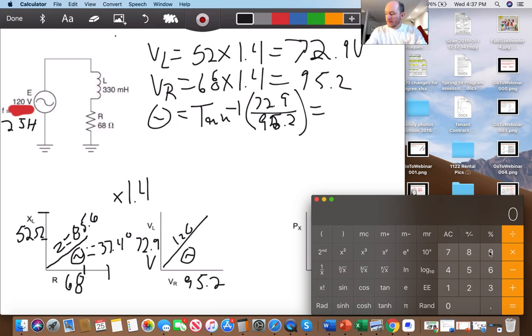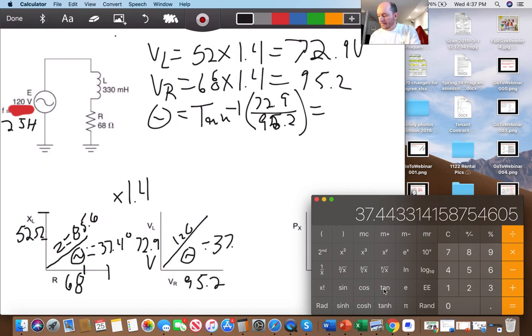We're going to do 72.9 divided by 95.2 equals, inverse tangent, 37.4. Look at that. I'm going to run my Pythagorean's theorem one more time with the right values in here. It'll only take a second to get my voltage total and see if that's why I was off. That's why these quick mental checks matter. Look at that, 119.9. Now we're 1.1 off.